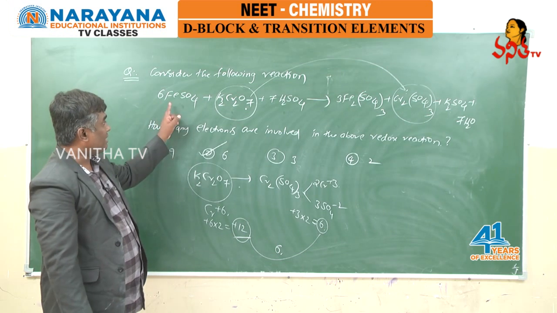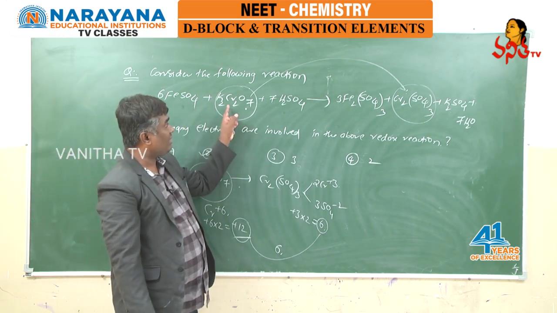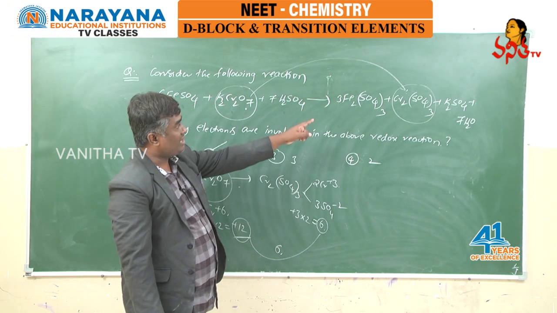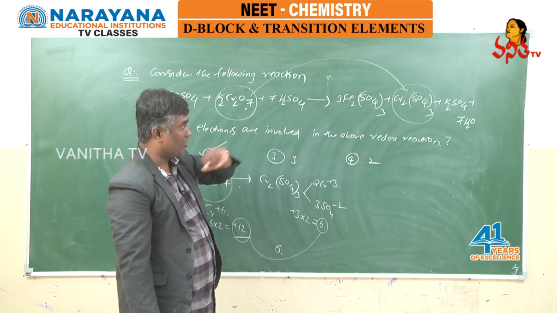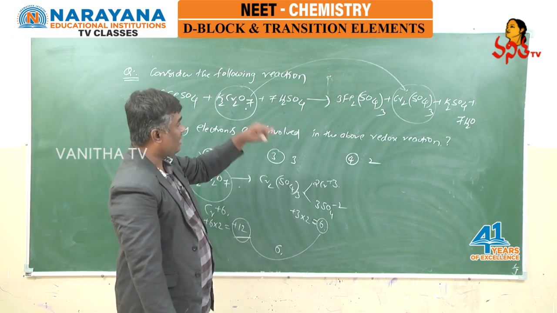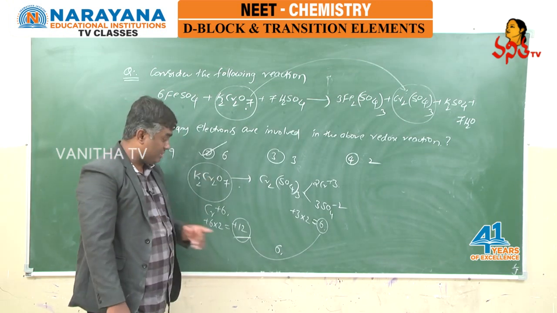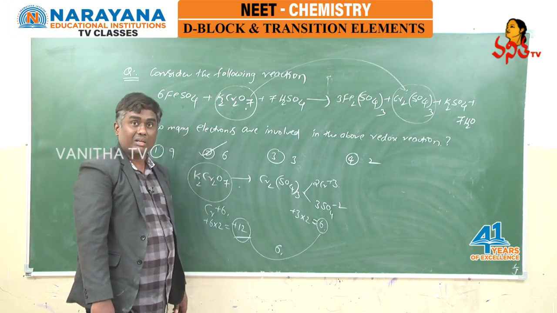So when ferrous sulfate reacts with potassium dichromate in acidic medium, we get ferric sulfate, chromium sulfate and potassium sulfate, and in this redox reaction the number of electrons involved is a total of 6 electrons.